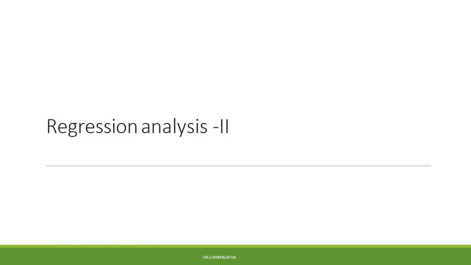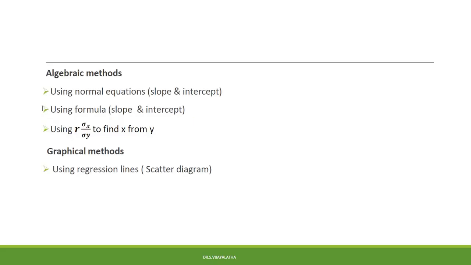Welcome to today's video. In today's video, we'll continue with regression analysis. In our earlier video, we have seen that in simple regression, we will have two variables, and if the two variables are significantly correlated, we can find out the value of one variable from the other. In simple linear regression, the relationship between the two variables, say x and y, will be linear.